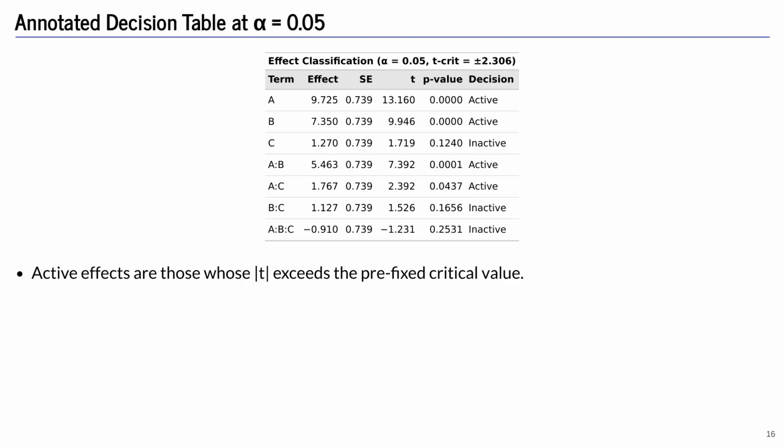Inactive. The three-factor interaction, t of negative 1.23, p-value of 0.253, and inactive. 4 active effects, 3 inactive. The decision was made against a prefixed rule, not by eyeballing and choosing a convenient cutoff. That discipline is what makes the conclusion defensible.